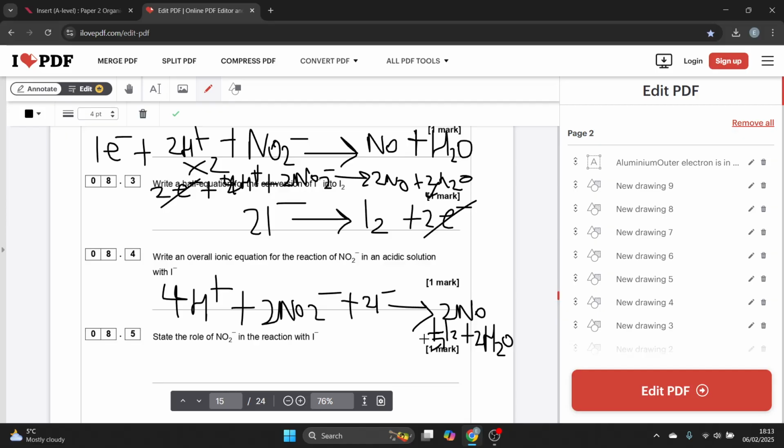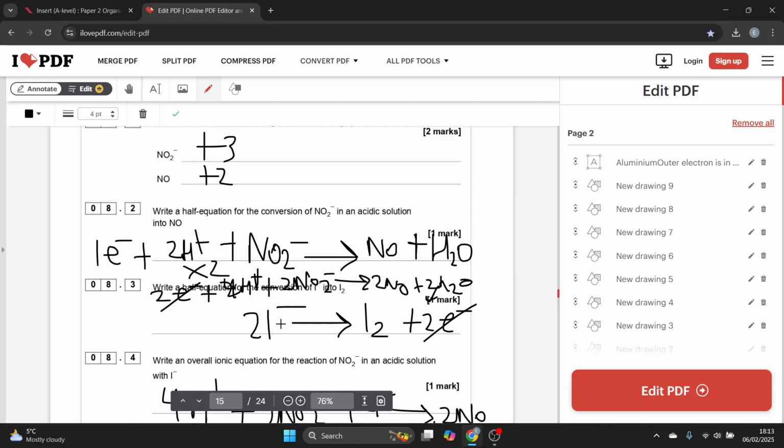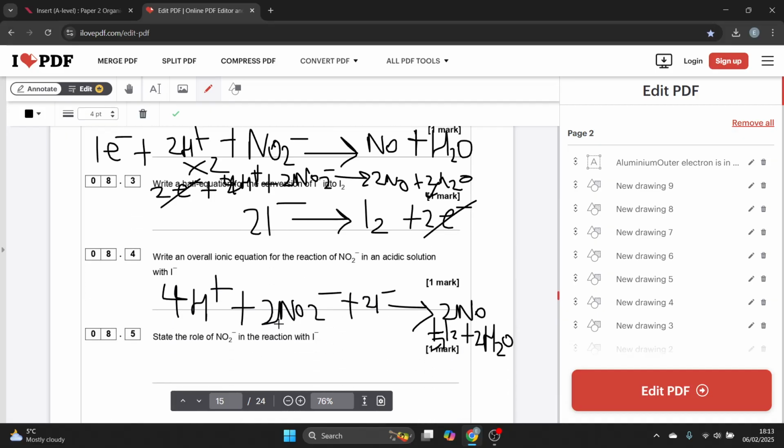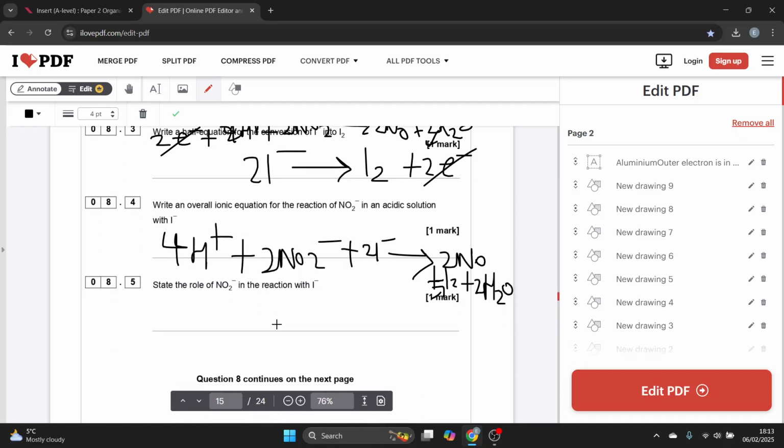State the role of NO2 minus in the reaction with I minus. It's going to be an oxidizing agent. Oxidizing agent.